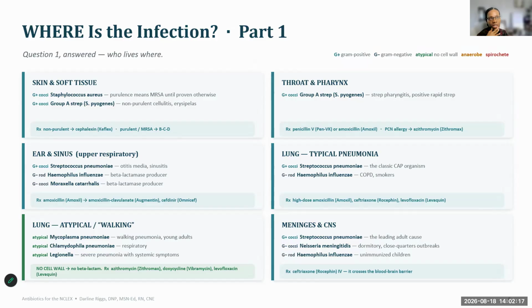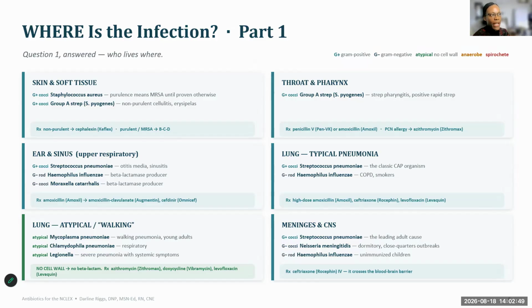Your next one, lungs, the typical pneumonias. Gram-positive Streptococcus pneumoniae are those classic community-acquired pneumonia cases. Your gram-negatives are your Haemophilus influenzae, like for COPDers and smokers. Those would need high doses of amoxicillin, or we could do ceftriaxone and then down to our fluoroquinolones. Of course, that's never going to be first option. We've got to get down to that point.